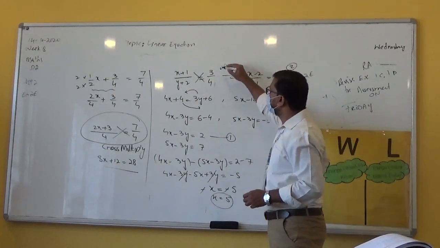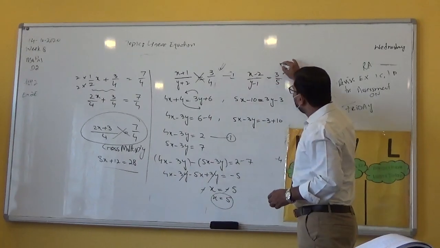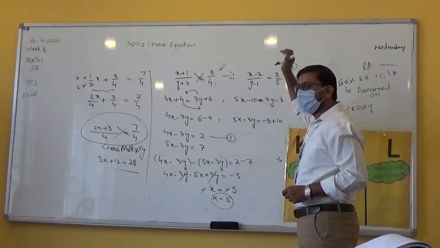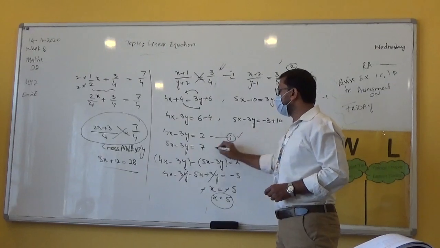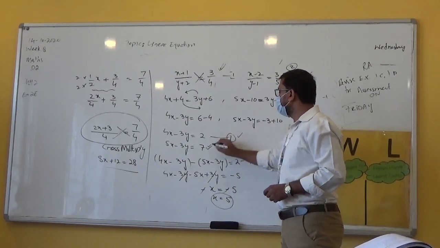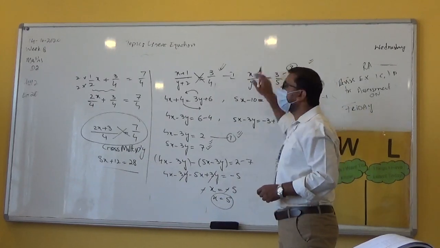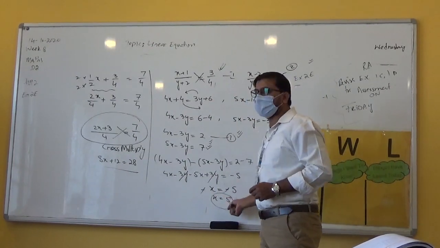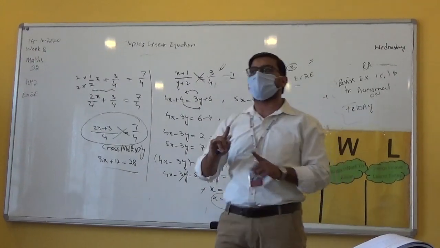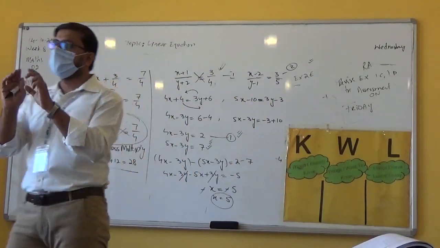You can put the value of x over here, or in the second equation, or in the reduced form of your first equation, or the reduced form of your second equation. So you have 4 options to put the value of the first variable, which is x, to find the value of the second variable. Now, a question from your side.